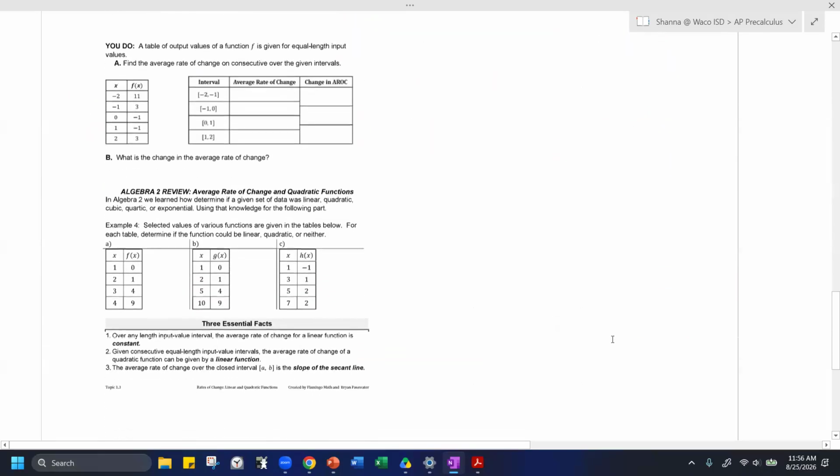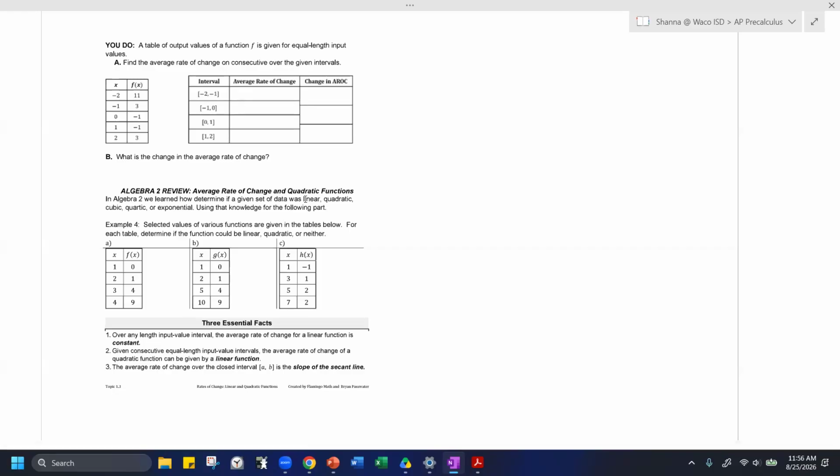So the last part of the notes is the you do. So you're going to pause and you're going to test it out yourself to see if what you're given is a linear or a quadratic model. So pause and then come back.